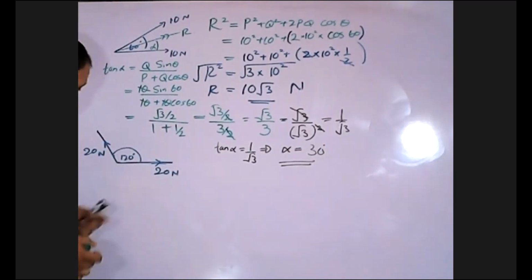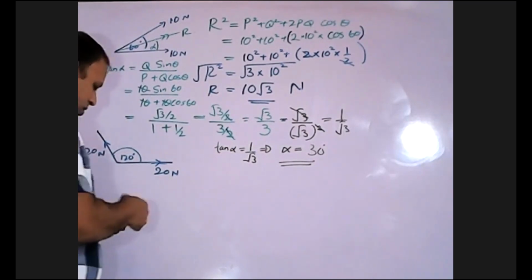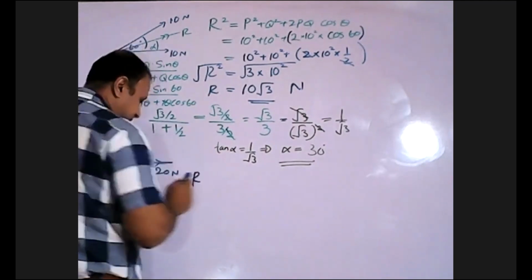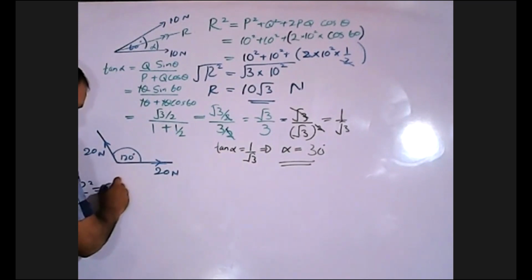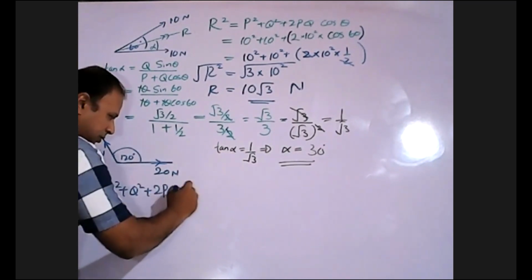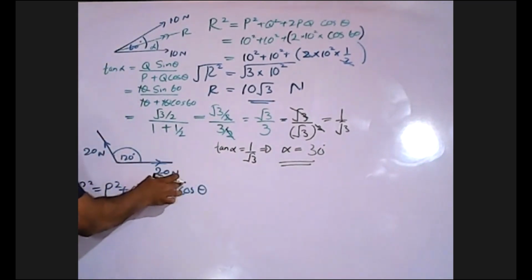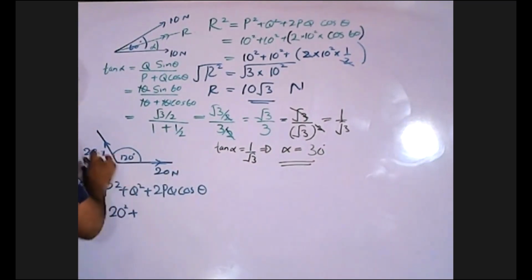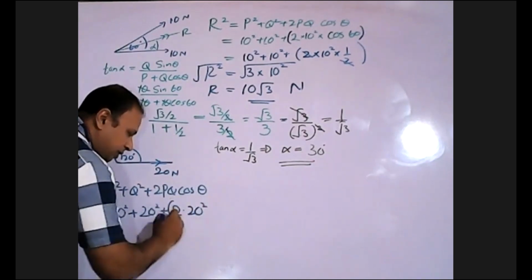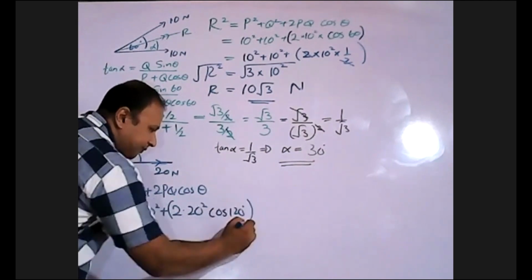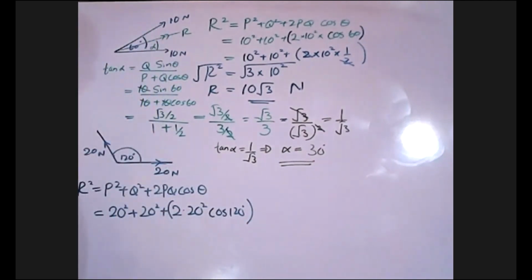The third one: 20 Newton, 120 angle. I can write the equation. R squared is equal to P squared plus Q squared plus 2PQ cos theta. Here P is 20 Newton. Therefore, 20 squared plus 20 squared plus 2 times P and Q, which means again 20 squared, cos 120. What is the value of cos 120?